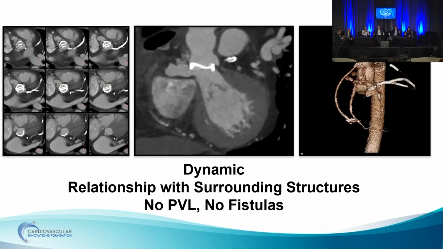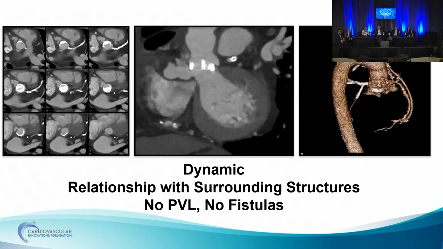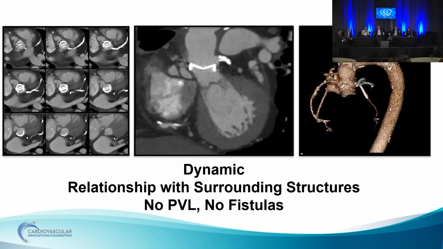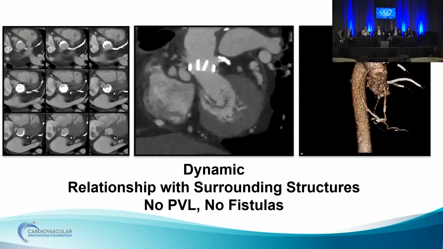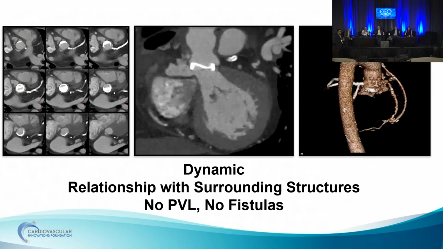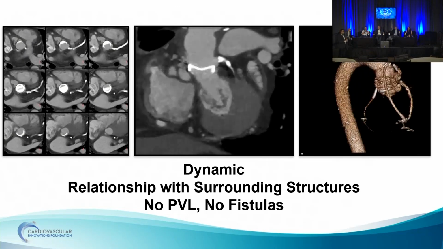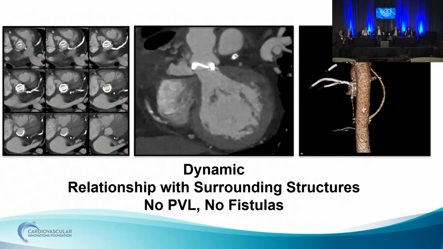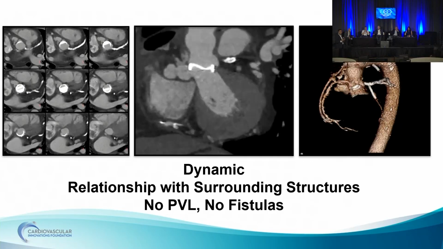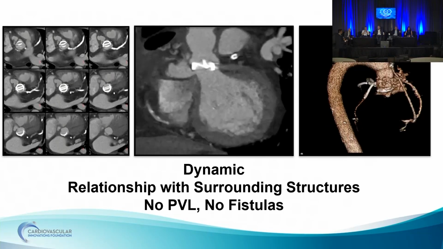Like I mentioned, we made sure there was no involvement from a fistula perspective, paravalvular leak, or any involvement with the coronaries. That would have been multiple different strategies to think about from that standpoint. But, good news for this patient, it was a pseudoaneurysm below the valve without involving any of the surrounding structures that would make it a bit more complicated.